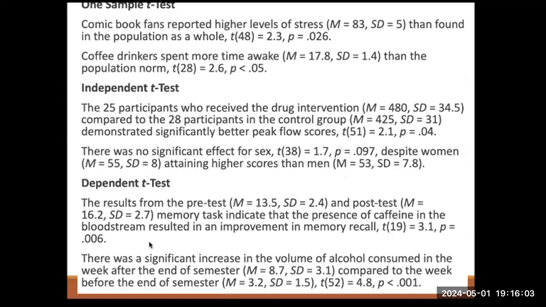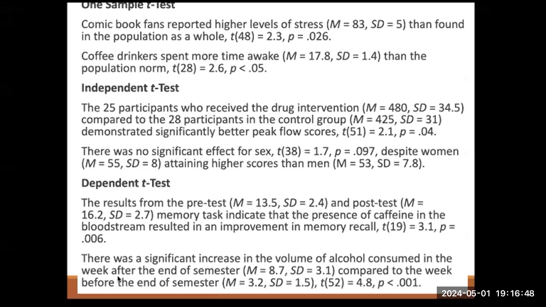Dependent samples t-test. So remember, this is repeated measures. So this could be a pre-test, post-test type of situation. The results from the pre-test, and there you have mean and standard deviation, and post-test, and then you have the mean and standard deviation of that group. Memory tasks indicate that the presence of caffeine in the bloodstream resulted in an improvement in memory recall. So there's T, again, that's the analysis you have. You have 19. So remember, degrees of freedom is n minus number of groups. So there are two groups, it looks like, or two times it was replicated, so 21. And then you have P equals 0.006, which is very significant. It was a really good outcome.